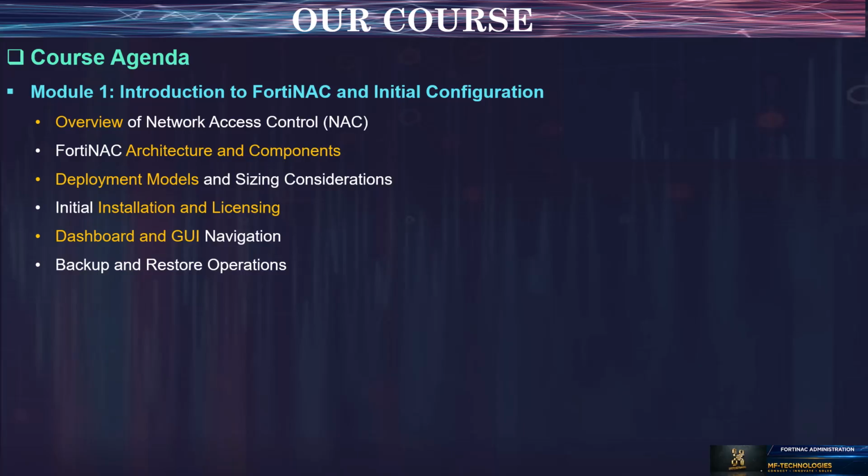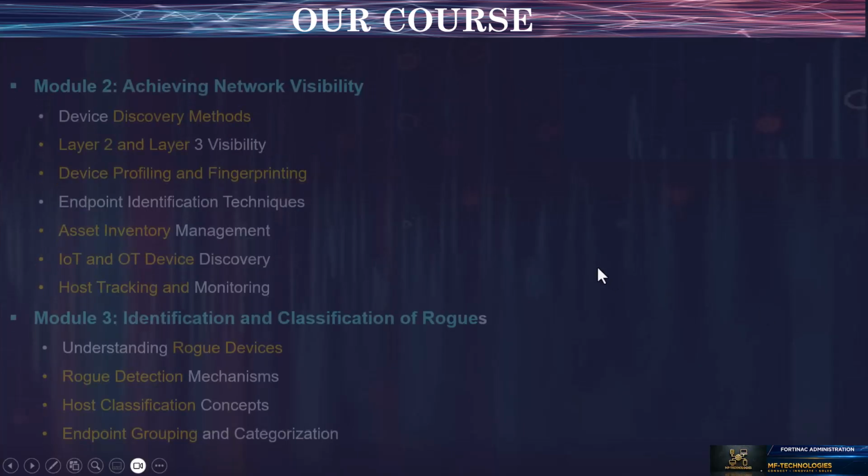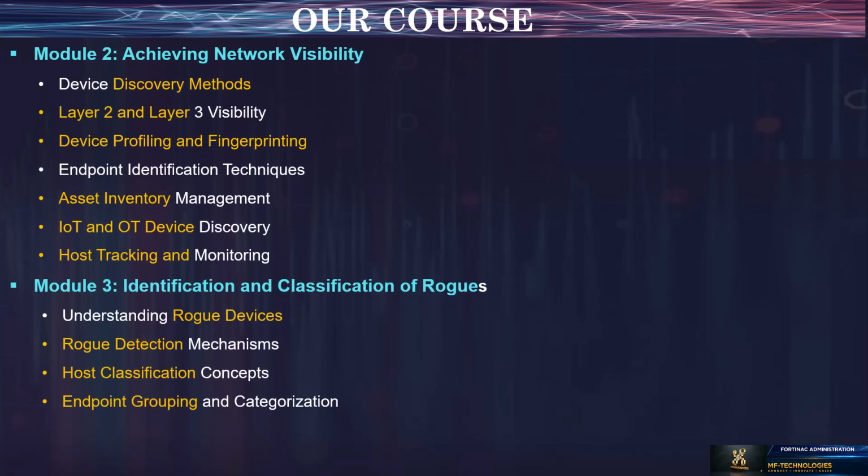Once we have established the foundation, we will move to Module 2. Module 2, achieving network visibility. Visibility is the heart of every network access control solution. Before you can secure a network, you need to know exactly what is connected to it.